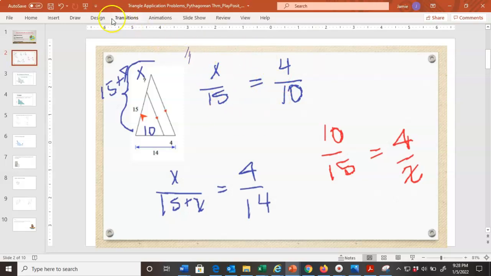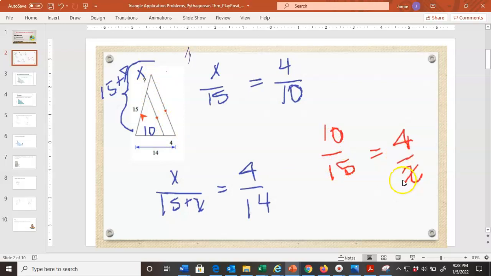Let me make sure my pen is working. Yep, okay. Another way you could do it is you could do part over the whole thing. So the whole thing is 15 plus x, and then part 4 over the whole thing, 4 over 14. And then even another one of my students said, well, hey, can't you do the top part over the top part? Well, I say top, this is more the bottom, isn't it? Bottom over the bottom, this piece over this piece. So we did 10 over 15 and 4 over x.